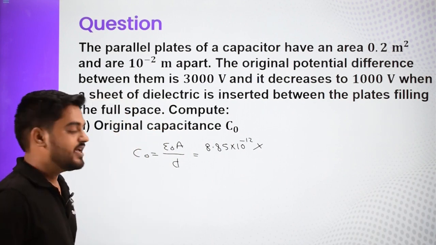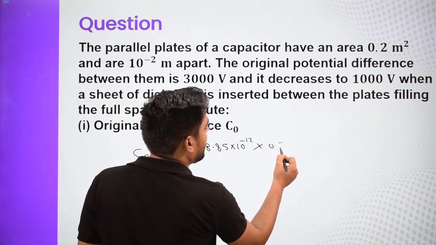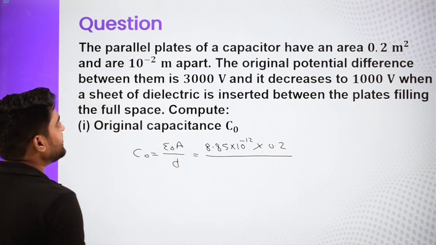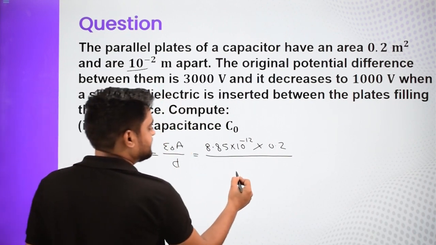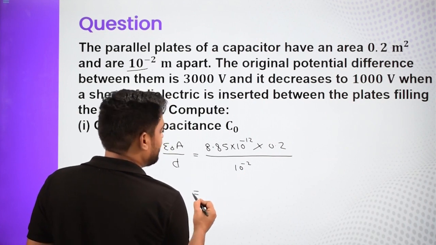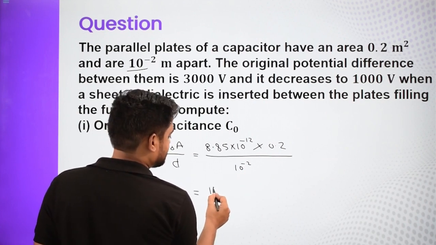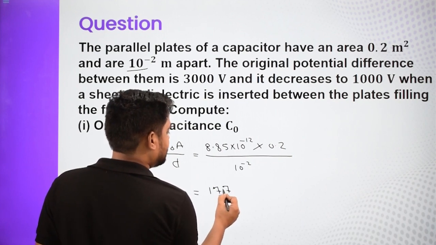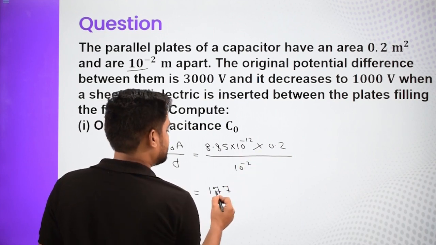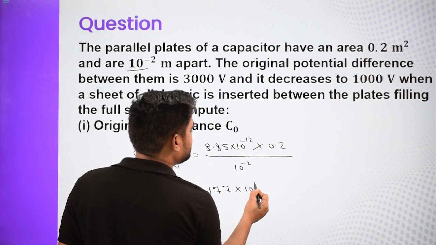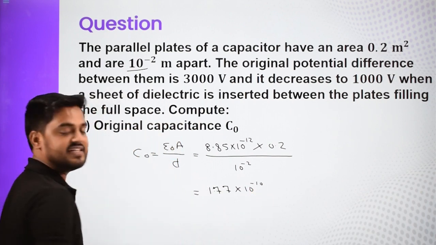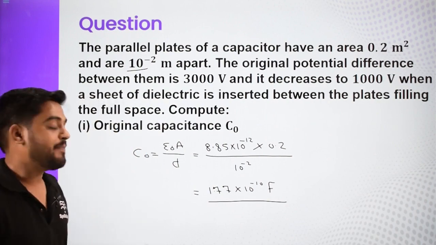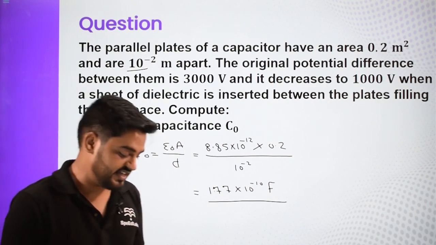Area of plates is basically 0.2 meter square divided by d, the distance between plates, which is 10 raised to minus 2. And now once we solve it, we get this into 2 is 17.7 and minus 10. So 1.77 into 10 raised to power minus 10, and capacitance, it is farad. So this is basically the original capacitance of the capacitor.